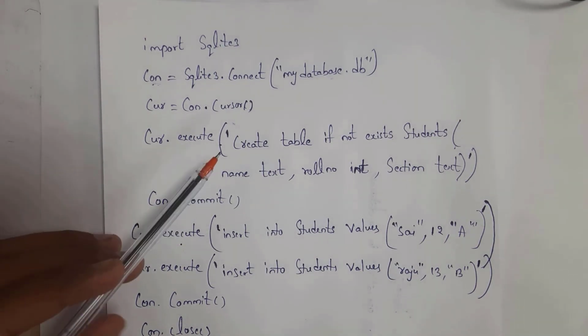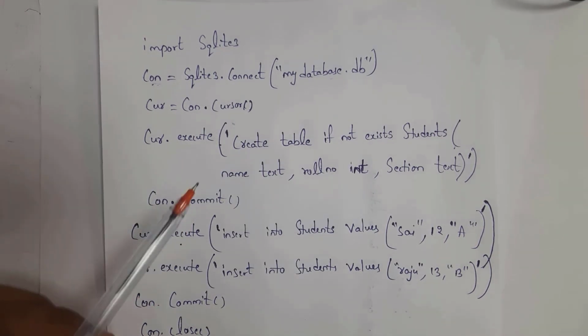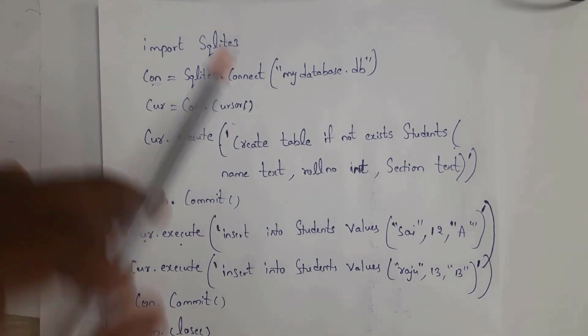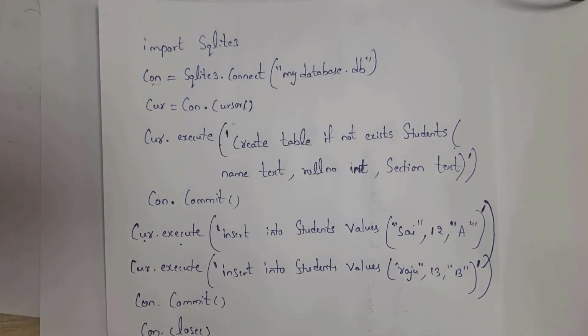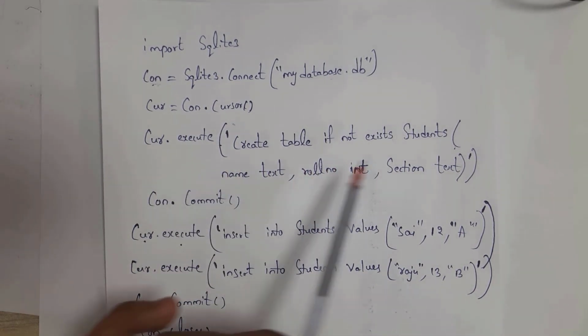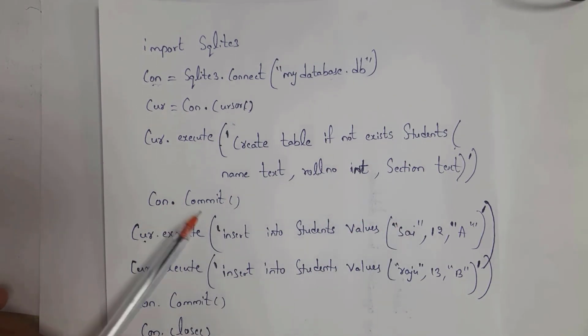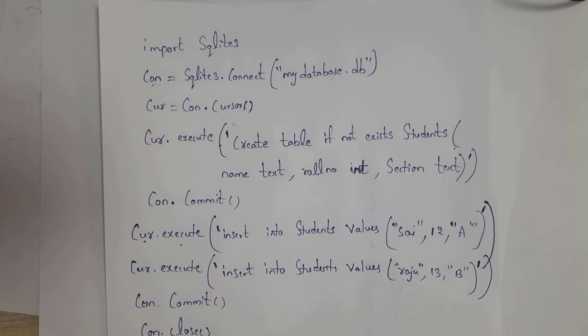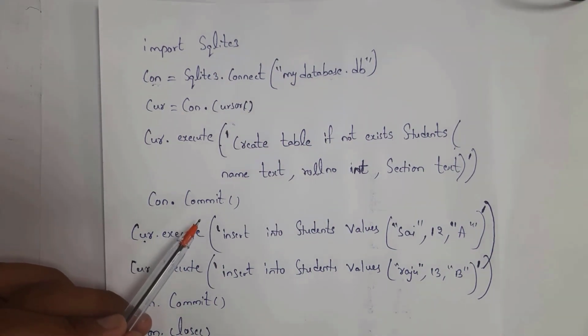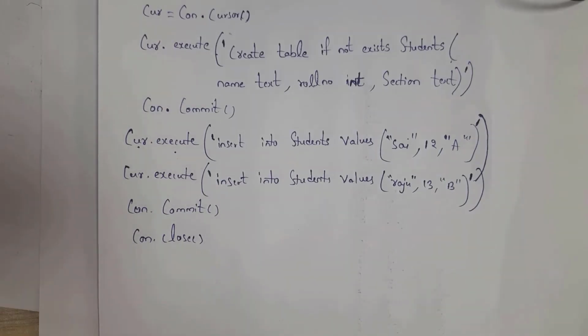And whereas commit method is used to commit current transaction. If we do not call this commit method, then once we close our program, then all this data will be lost. For example, after writing this code, if I don't write here commit method, then it will not create the students table and it will not insert any values. Commit method is used to commit transaction and close method is used to close database.